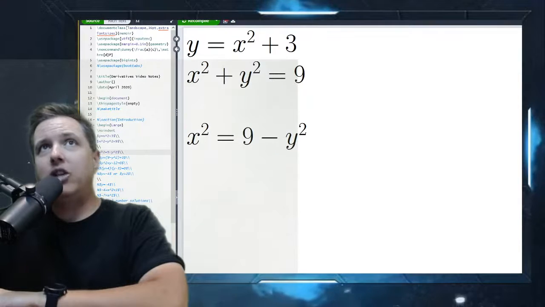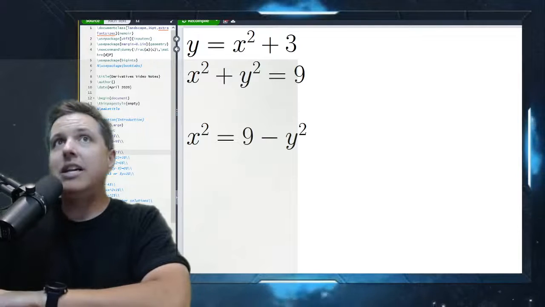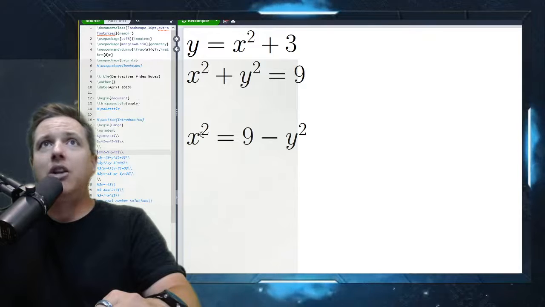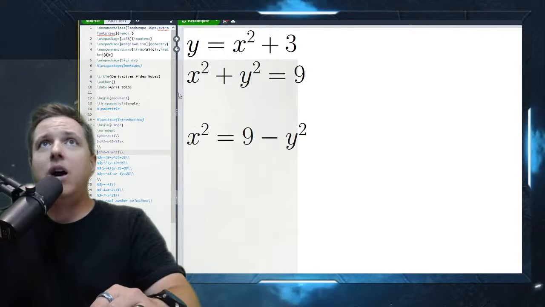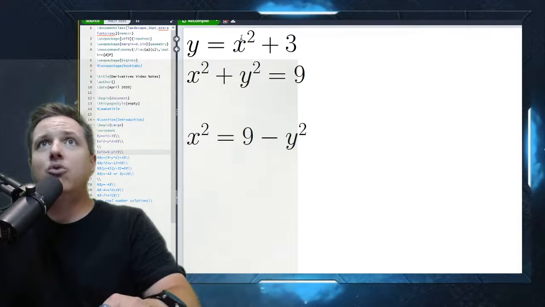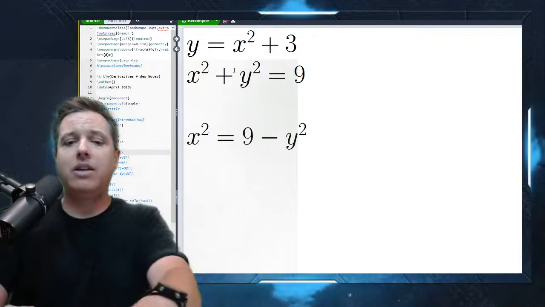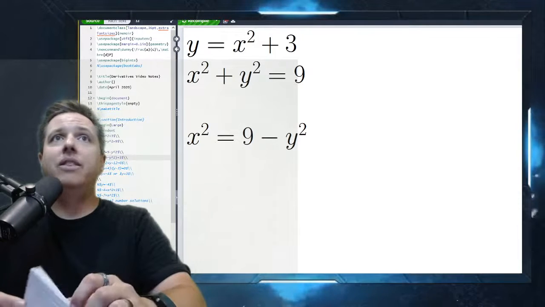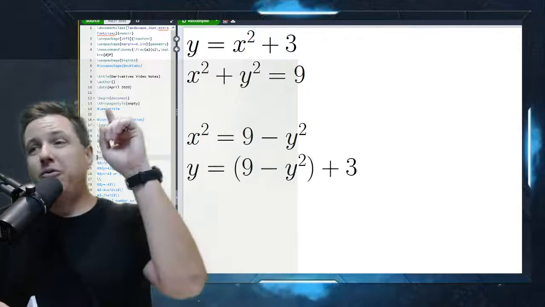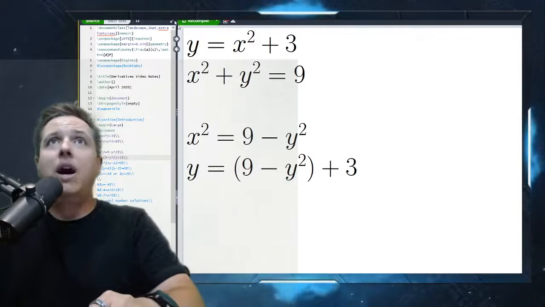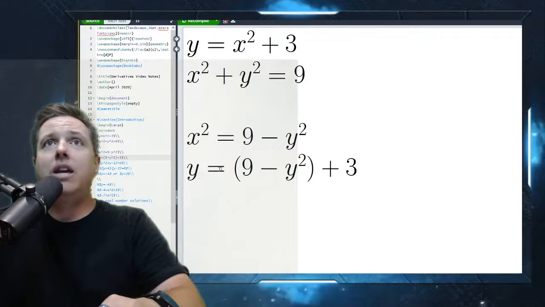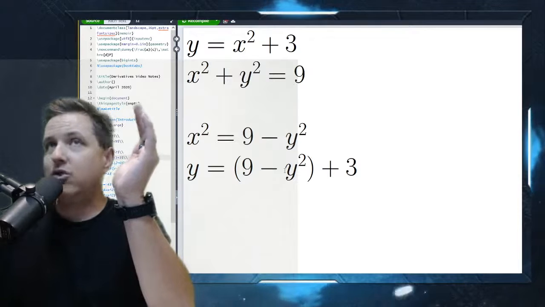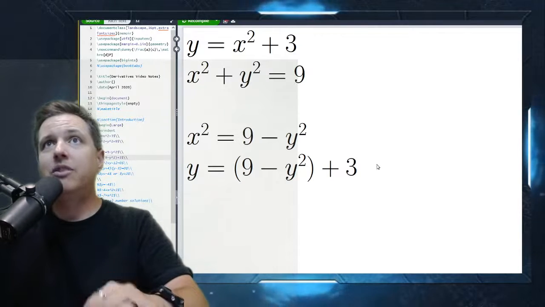So I took the second equation and I just subtracted y squared to get x squared equal to 9 minus y squared. So notice how I can do a substitution now. I know what x squared is equal to in terms of y, so I'll just substitute up here this x squared for 9 minus y squared. When I do that, I end up with the substituted version of the first equation. So y equals x squared plus 3 becomes y equals 9 minus y squared, because that's our x squared term there. So the thing in parentheses is the x squared term, and then plus 3.